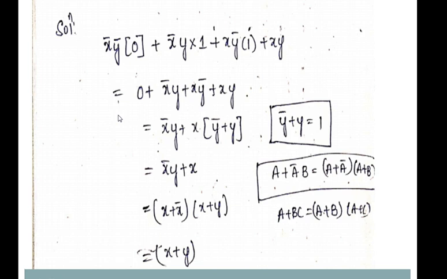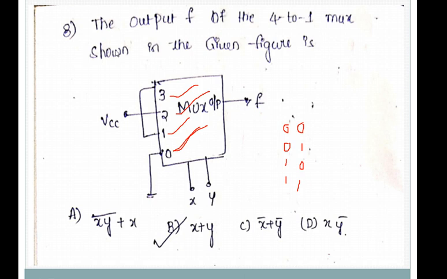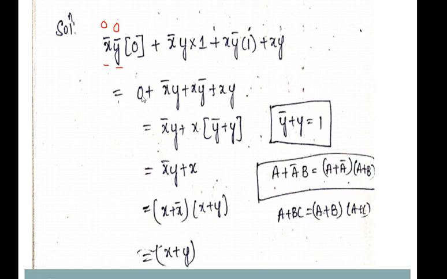So we have the 4 combinations for the selecting lines. The first combination is 0 0, which I represent as x bar and y bar. If it is 0 0, then line 0 is selected and line 0 is connected to the ground. That's why x bar y bar is multiplied with 0.